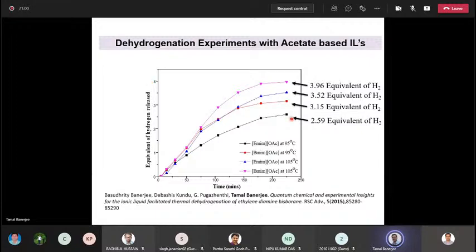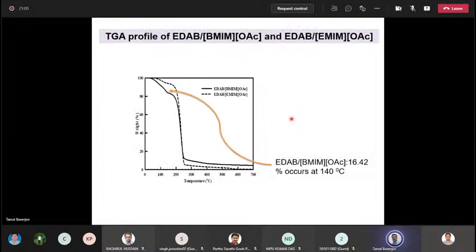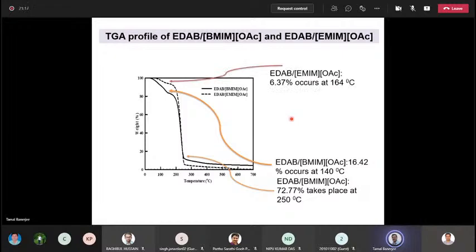So we checked the thermal gravimetric analysis. It's pretty high: 16.42% degrades at only 140 for EDAB with the butyl group acetate, and the remaining 72% takes place at 250. In the case of the ethyl group, it is much more stable; the smaller ionic liquid, the smaller cation, is much more stable, only 6.37% as against 16.42%. So it is pretty stable. You can recommend these ionic liquids as a solvent cum catalyst media.